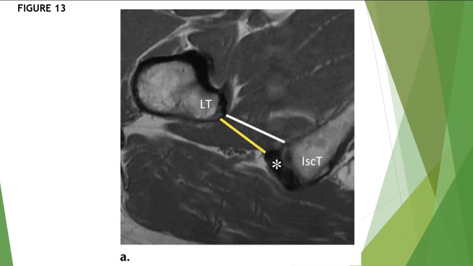So it's measured, the IFS, the ischiofemoral space. It's measured at the narrowest point between the lateral femoral trochanter and the ischial tuberosity. Whereas the quadratus femoris space is here marked by a yellow line. It's measured between the narrowest point between the lateral femoral trochanter and the hamstring tendon origin, which is just here.